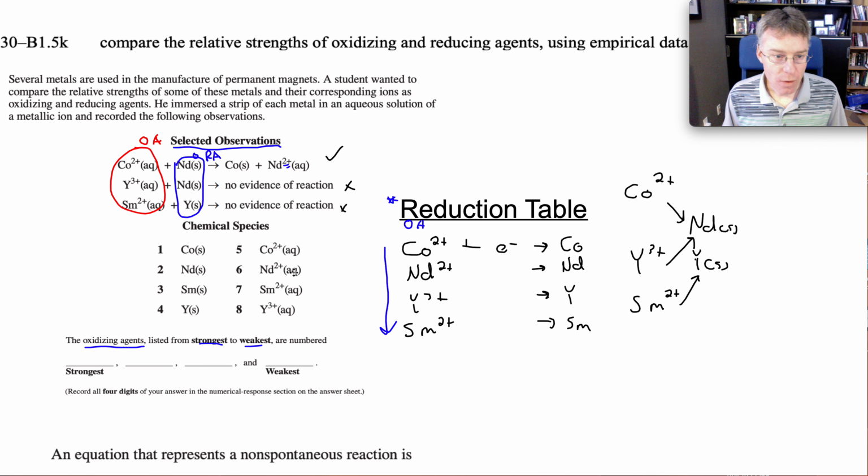So cobalt is number 5. That's our best, or the 2+ ion. Next, we've got number 6. Next, we got our Y3+, that's 8. And last, we have our Sm2+, 7.